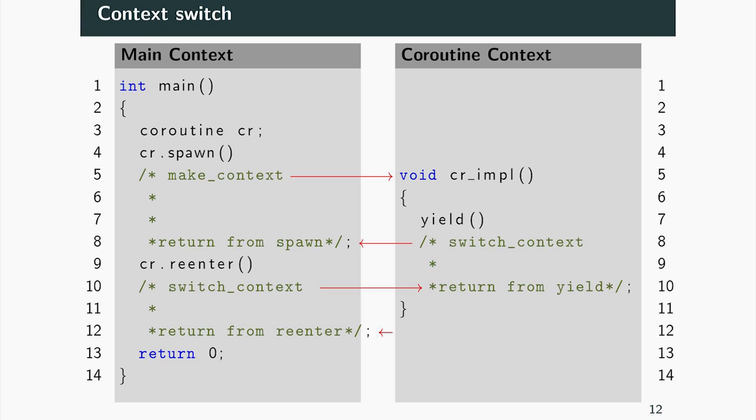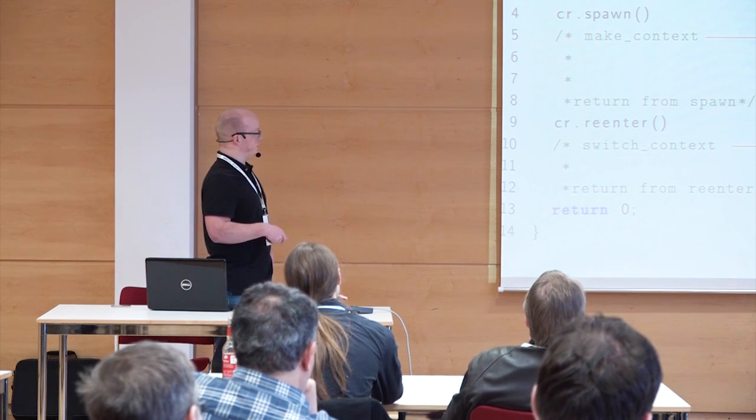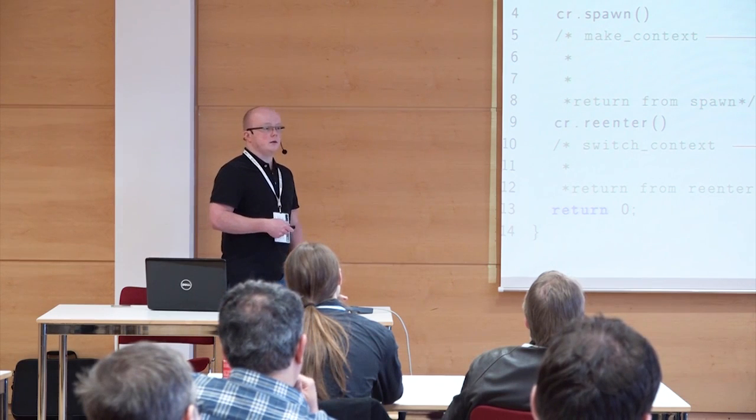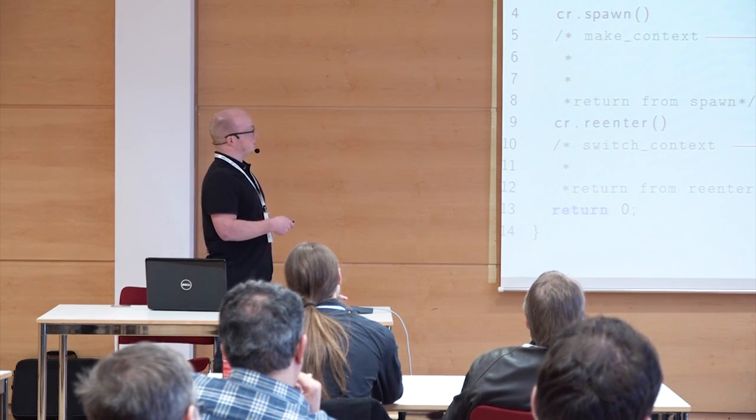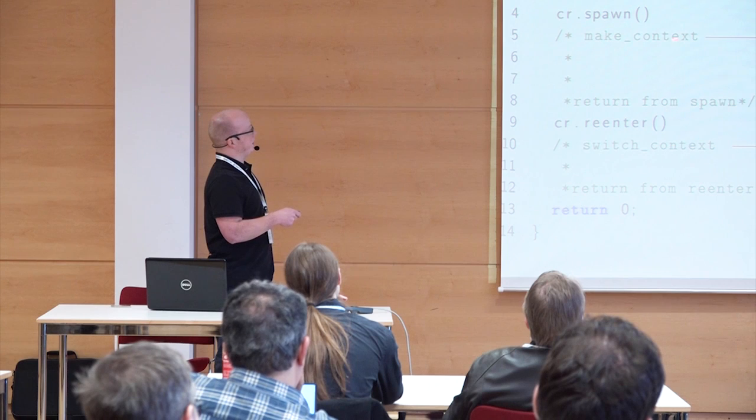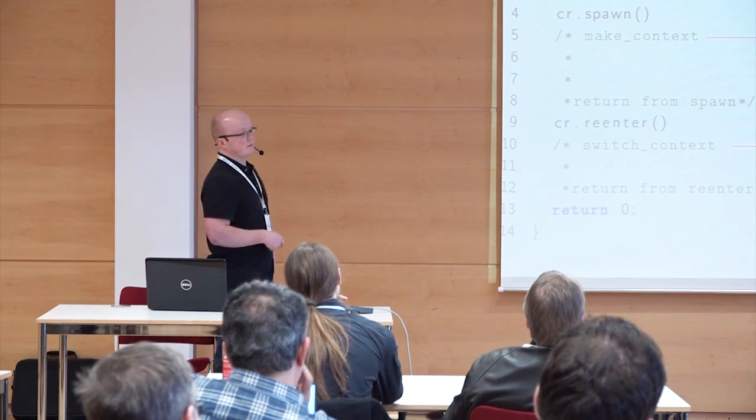So we call spawn, that executes make context, and enters the coroutine. The coroutine calls yield. We jump out of the coroutine context and are back in the main context doing something here, and the next thing happens to be the re-enter. At that point we call re-enter, that calls switch context and jumps back into the coroutine, and at this point we return from the yield from the point of view of the coroutine, and return, and are back in the main. So we model it like a function call, and it's a bit confusing because you're calling make context here, but then it returns somewhere else.